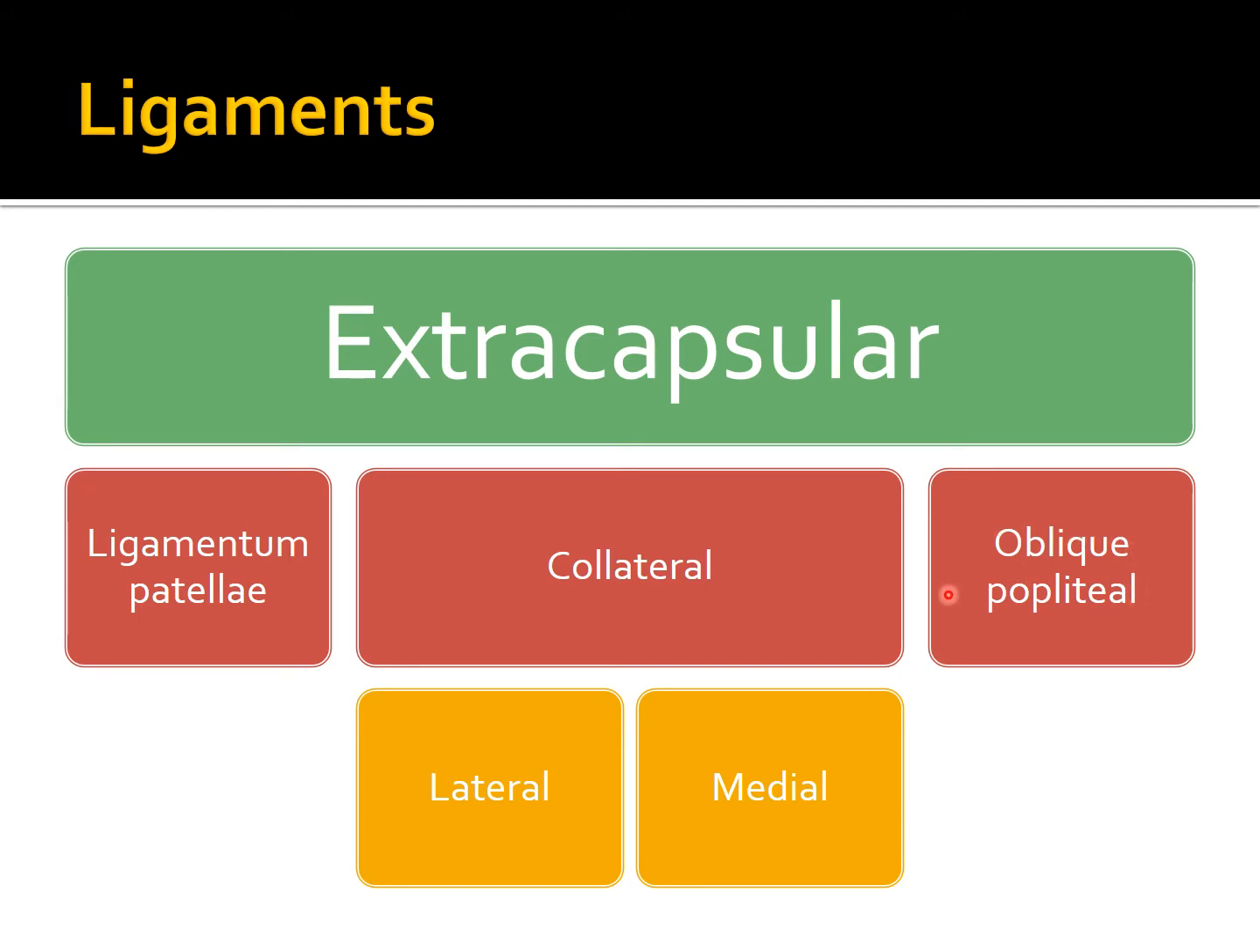We have already seen the oblique popliteal ligament. The ligamentum patellae is formed by the union of the quadriceps femoris, and it is attached to the tibial tuberosity. There are two collateral ligaments, one on the medial side, which is called the medial collateral ligament, and one on the lateral side, which is the lateral collateral ligament. The medial collateral ligament is also referred to as the tibial collateral ligament because the tibia is on the medial side, and the lateral is referred to as the fibular collateral ligament or the lateral collateral ligament.